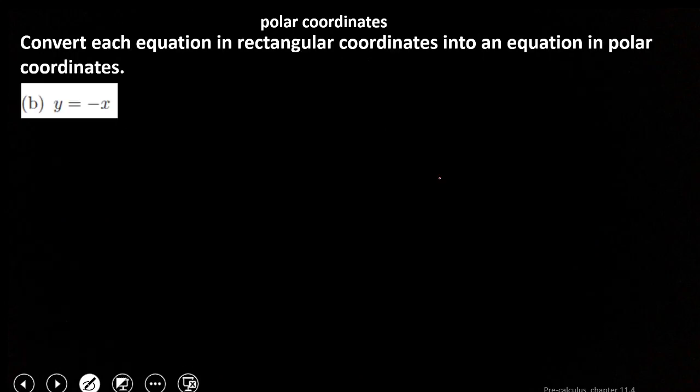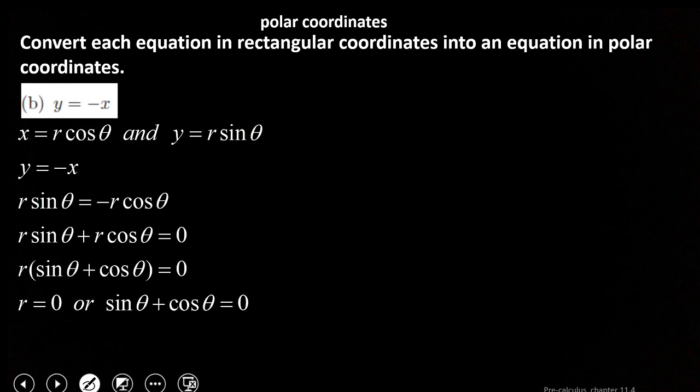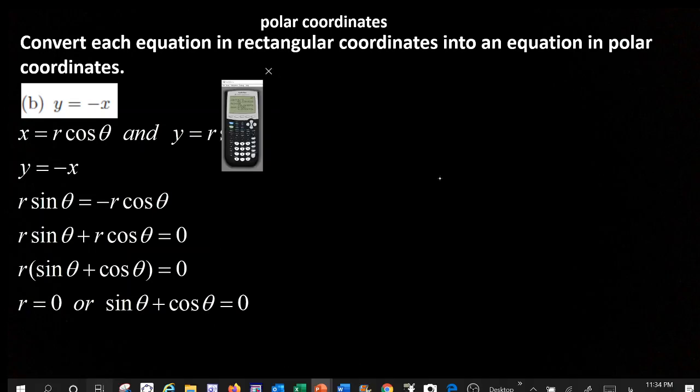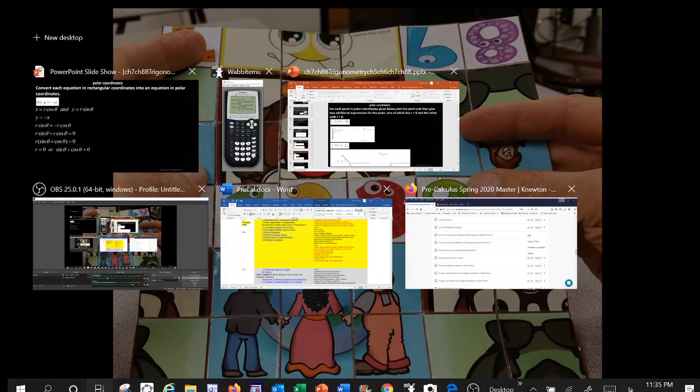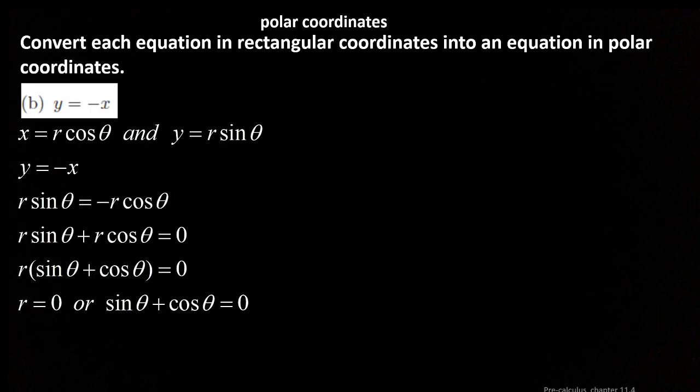Here's another one, y equals negative x. Again, we write r sine theta equals negative r cosine theta. Here we go. Now we move that cosine to the other side, and we factor the r out. So either r equals 0 or this has to be 0, right?